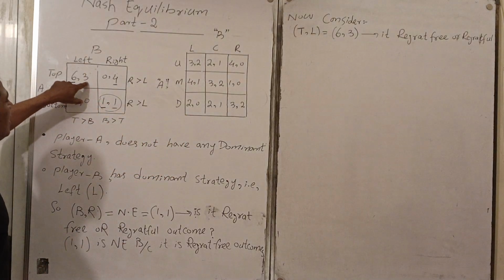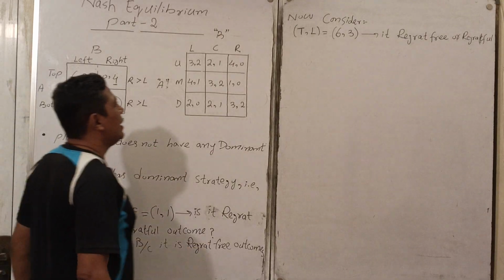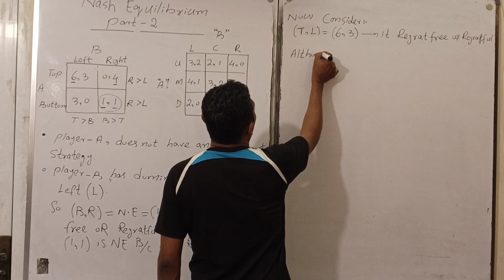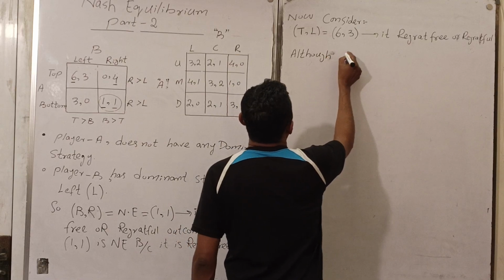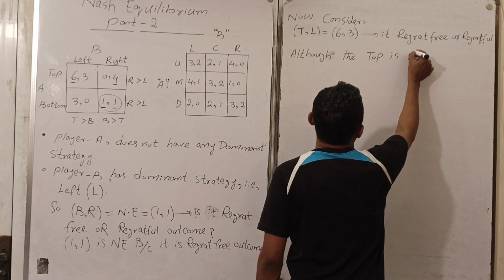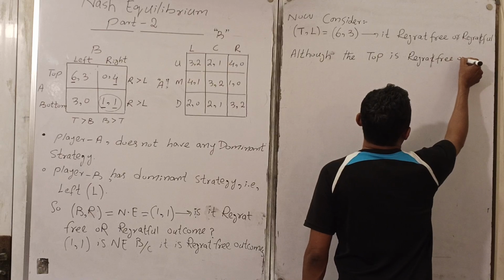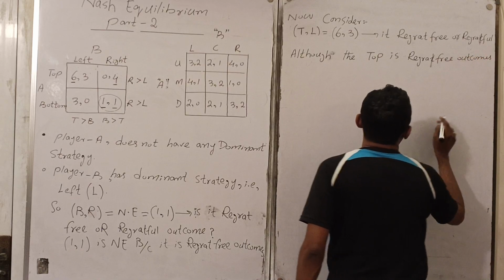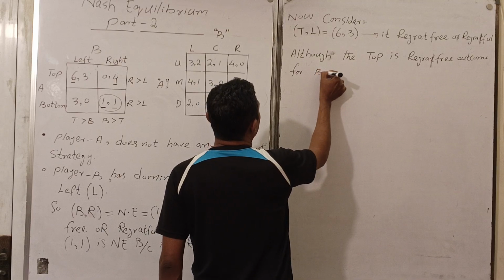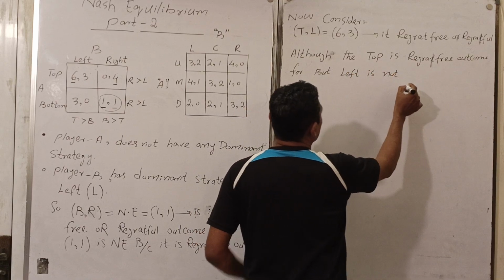So now the 3 is not the regret free outcome for B. Okay, so now I can conclude here, although the top is regret free outcome for A, but left is not regret free.